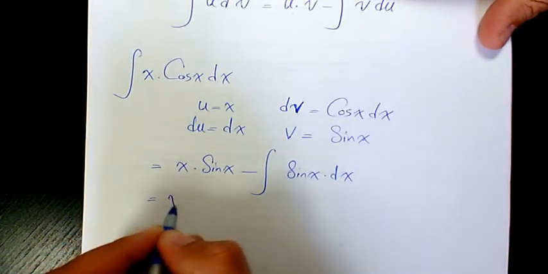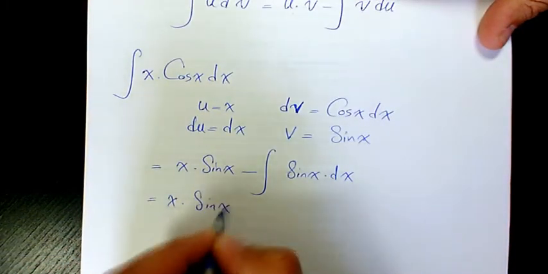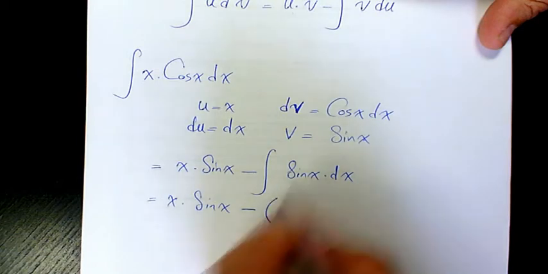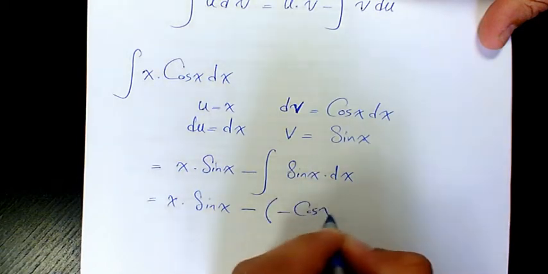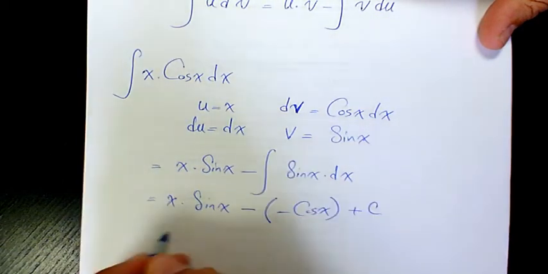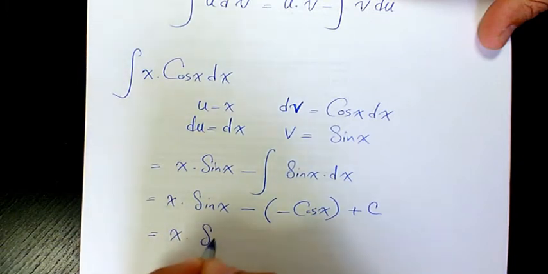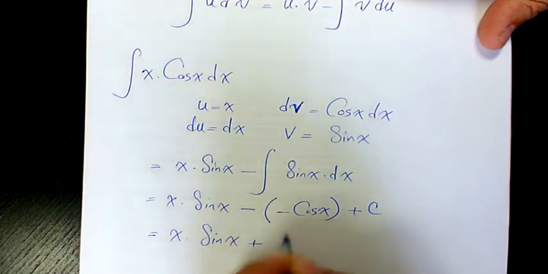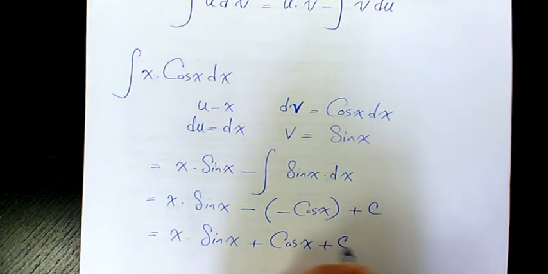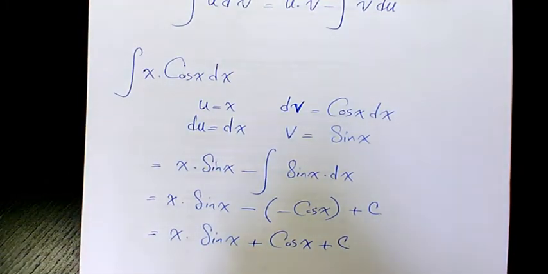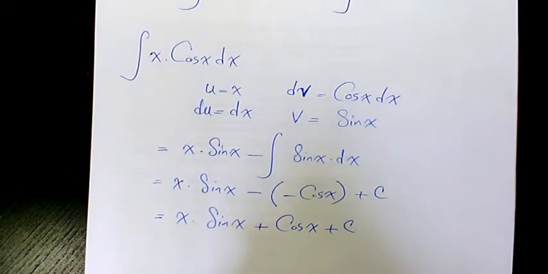So that's going to be x sine x, and here we have negative cosine x plus c. So the answer is going to be x times sine x plus cosine x plus c. That's the final answer. Next example.